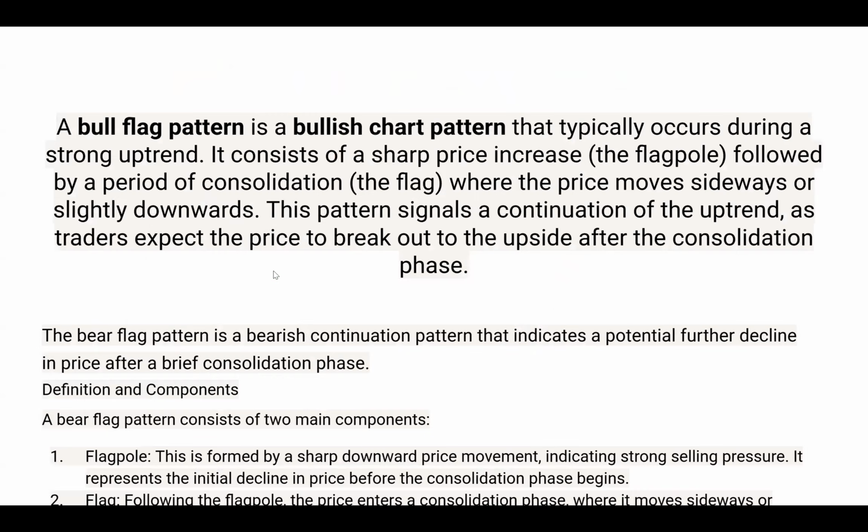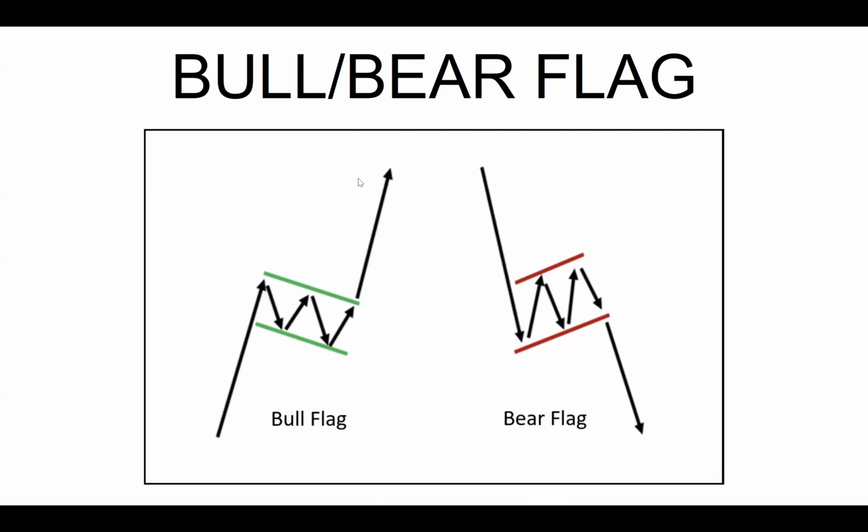Followed by a period of consolidation, the flag, where the price moves sideways or slightly downwards, and the pattern signals a continuation of the uptrend, right? So this is going to be a continuation pattern. Both of these are considered continuation patterns, bull and bear flag. So we have the flag pole. We have the sideways action or somewhat down. That's why it kind of looks like a flag. And then what usually comes down into structure, supply turns into demand, right? And I'll show you guys this here in a second. And then we push higher, right? So that is a bull flag.